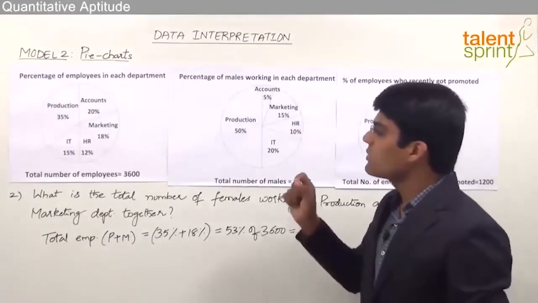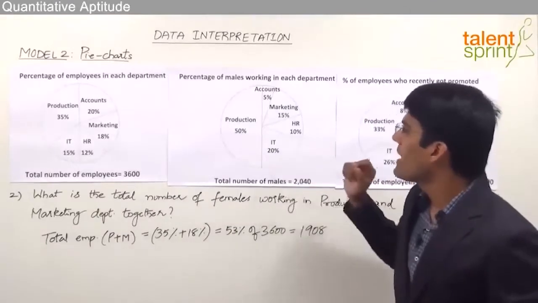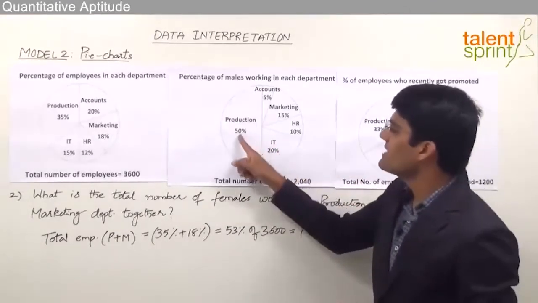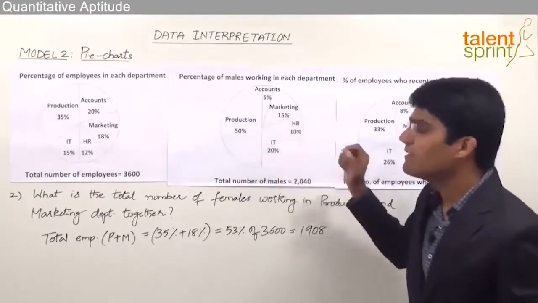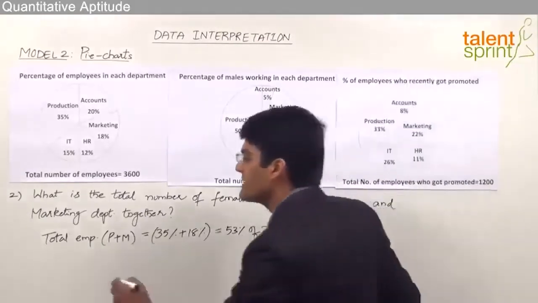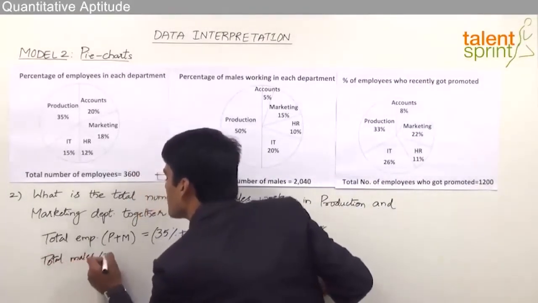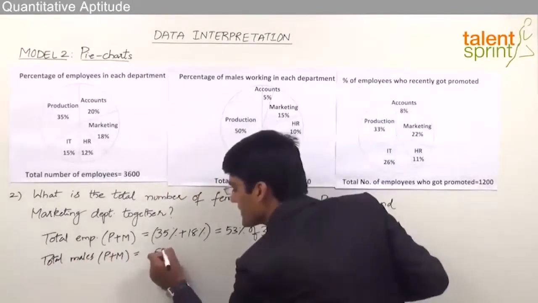Let us now see what are the total number of male employees in these two departments together. Now the second pie chart here is about number of male employees. So for production the percentage is 50 and for marketing it is 15. So 50 plus 15, total it is 65. So we can say that total male employees, total males in production and marketing together will be equal to 50 plus 15%.